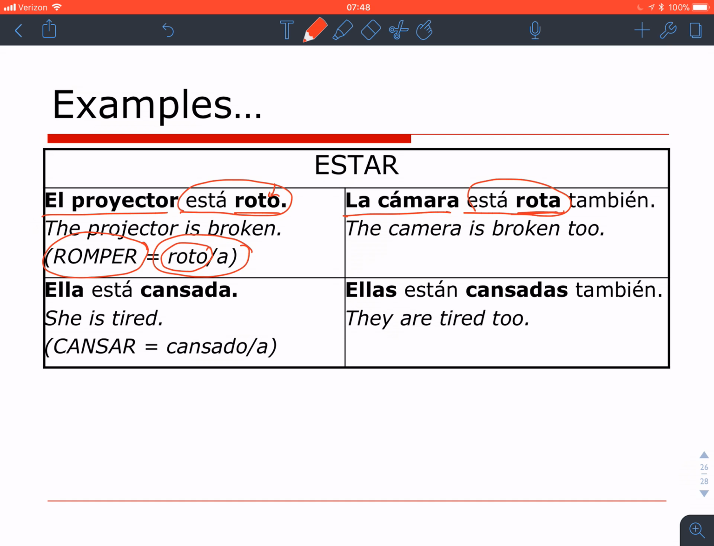The same thing happens with ella está cansada y ellas están cansadas también. Cansada is our adjective, but we get that adjective from the verb cansar or cansarse. So when we take this past participle cansado, we can make it into an adjective by giving it those qualities of an adjective. We put estar in front of it, and we get ella está cansada, because cansada is agreeing with ella. Y ellas están cansadas también, and cansadas is agreeing with ellas.